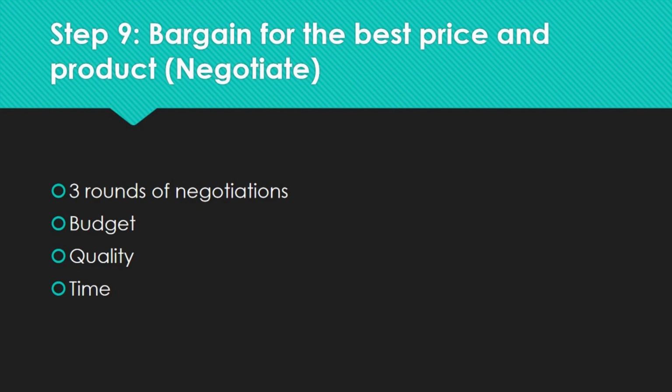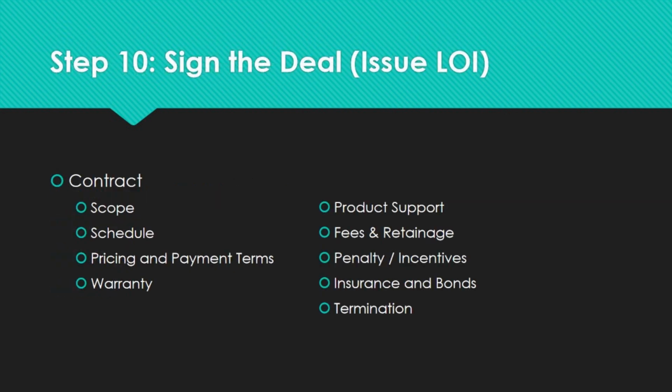Once you finalize who you want to work with, you sign the deal, you issue LOI to the vendor, which is letter of intent, which is a simple basic document which says that you intend to work with the vendor on that particular work. It could be an email format or it could be a simple letter. It's different from a contract. A contract is a legal document, LOI is not a legal document.